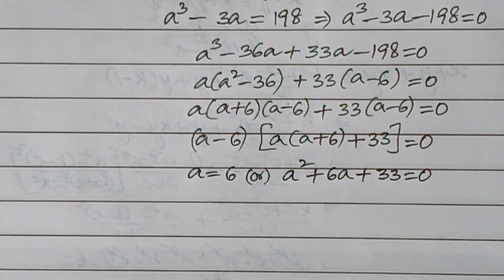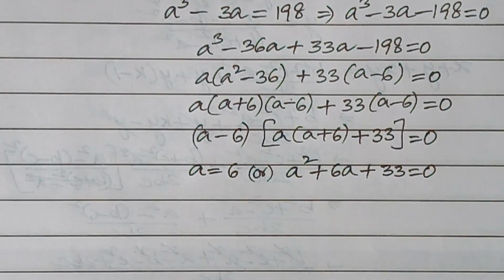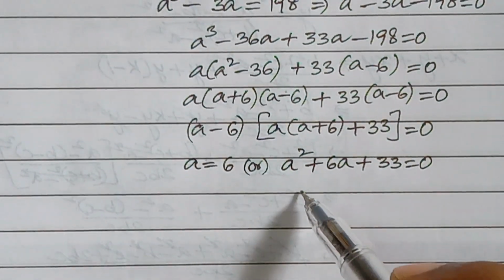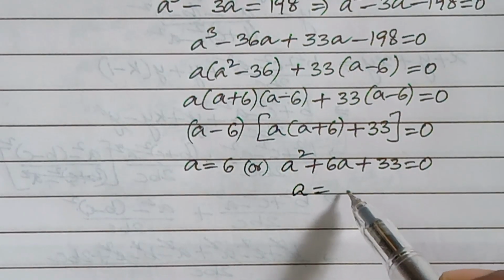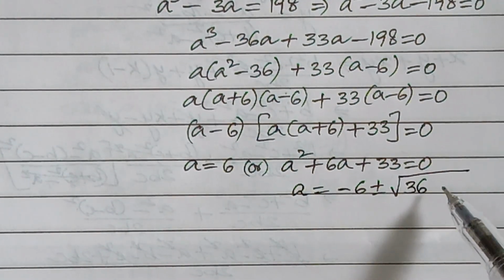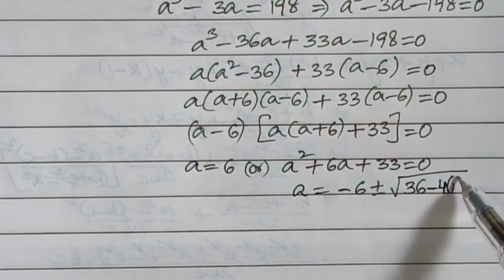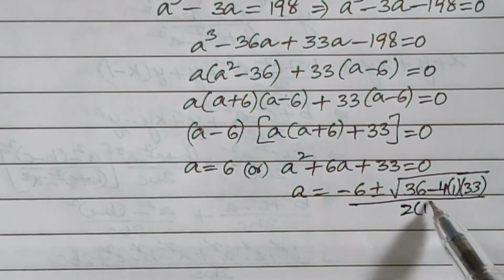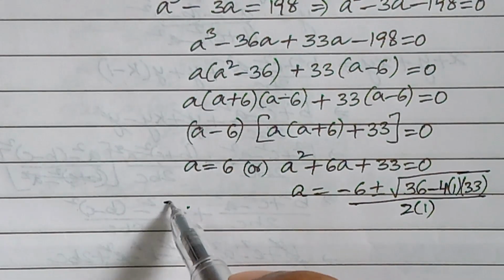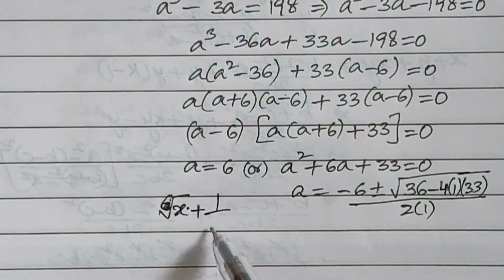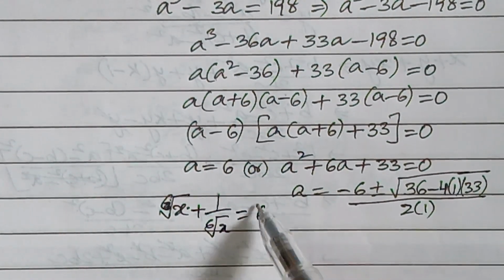So here, finding the value of a. What is the value of a? a is equal to minus b plus or minus root of b square minus 4ac by 2a. So sixth root of x plus 1 by sixth root of x, the value we are getting is 6. This is one solution.